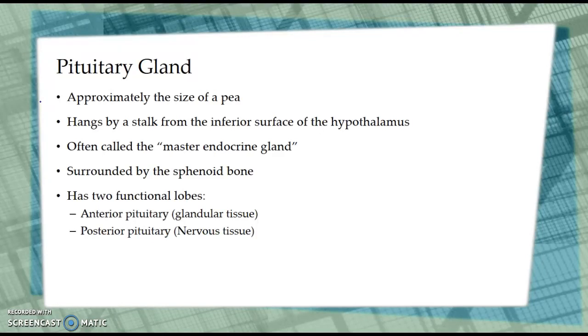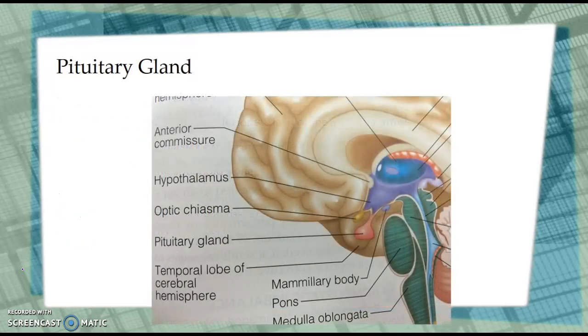And there's two lobes, and this is very important to understand and know here. So the anterior pituitary is made of glandular tissue. It makes and secretes its own hormone. The posterior pituitary, remember posterior means behind, is different. It's made of nervous tissue, and it actually just stores hormones. It doesn't make its own hormones.